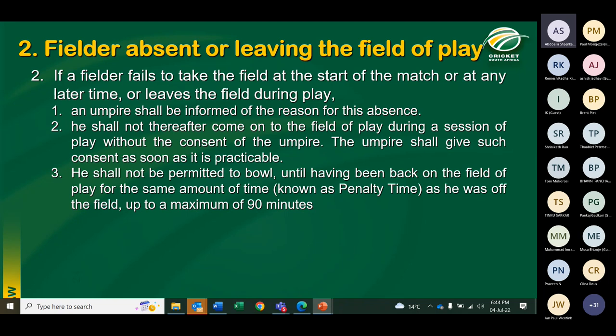But the law says this penalty time is up to a max of 90 minutes. So even though Johnny was approximately off for 300 minutes, the max penalty time that Johnny can serve is 90 minutes. So if Johnny returns at 4 o'clock, max penalty time is 90 minutes. So Johnny can bowl again at 17:30.